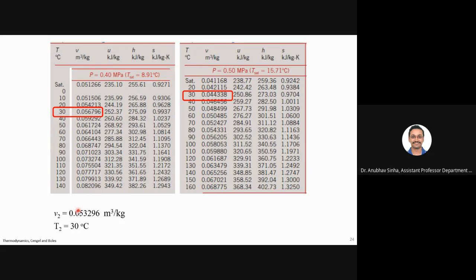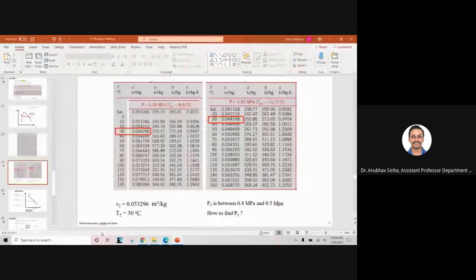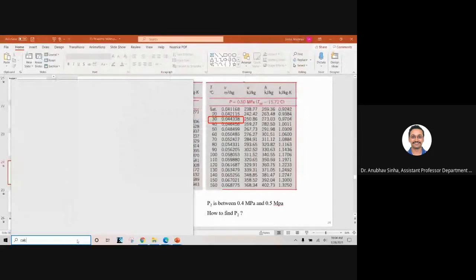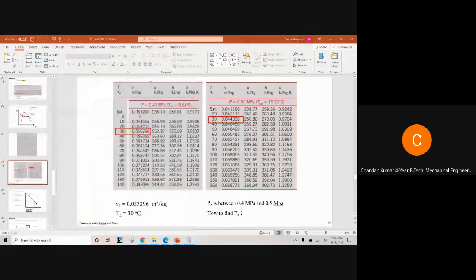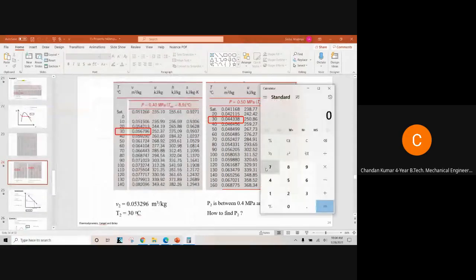Basically, you can try it here. If anyone has a calculator, you can multiply this with this and see. Yes, this is in the superheated region, and if you are following an isotherm, that should also work. Let me get a calculator. Let me try something. See, PV is equal to, that should come theoretically, right?